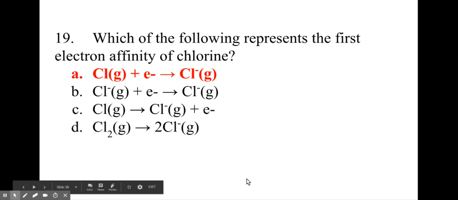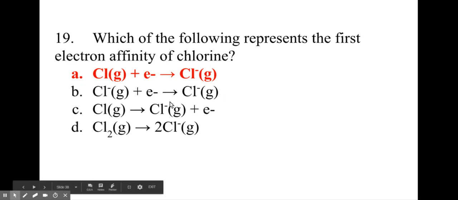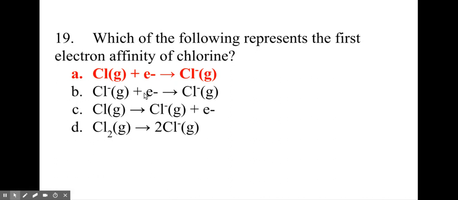Number 19. Which of the following represents the first electron affinity of chlorine? Well, we need to go back to our definition of electron affinity. Electron affinity is the amount of energy change when an electron is added to one atom of an element. And so you can see that C can't be correct because we're actually losing an electron here. And here they show adding an electron to an ion that already exists and getting the same thing. This just doesn't make any sense.